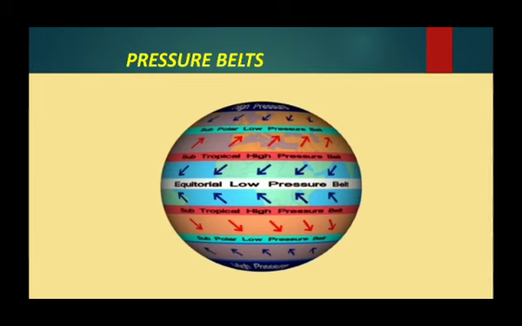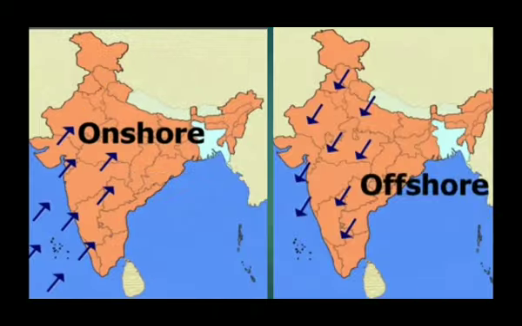The surface winds move from high pressure areas to low pressure areas. Some of the important winds are presented here in this slide. These winds are easterlies, westerlies, polar winds, and monsoon winds. As we see, southwest monsoon winds blow from sea to land, that is, they are onshore winds, whereas northeast winds blow from land to sea and they are called offshore winds.